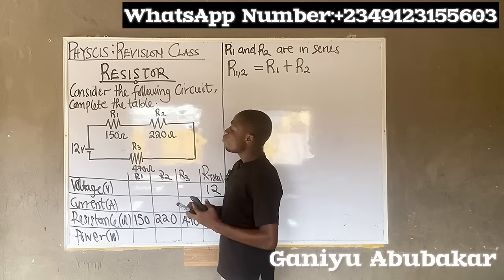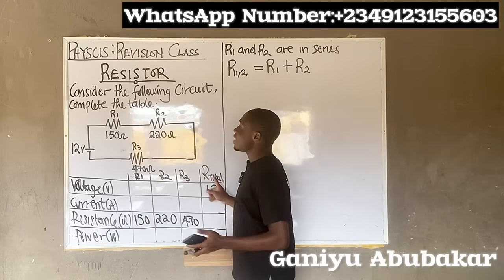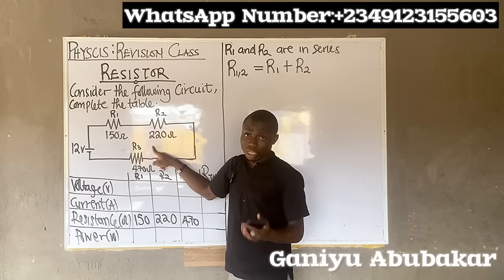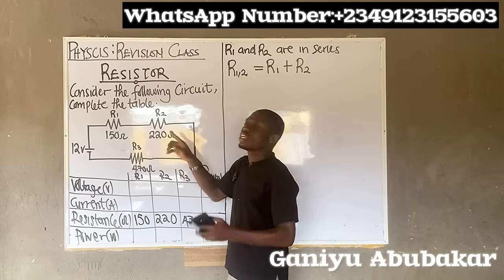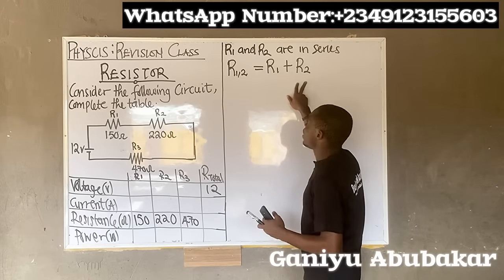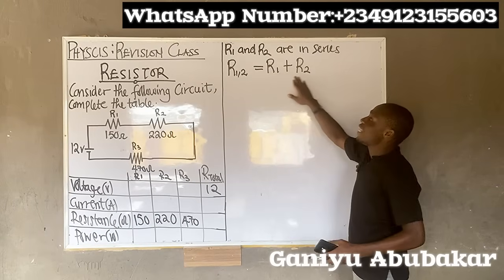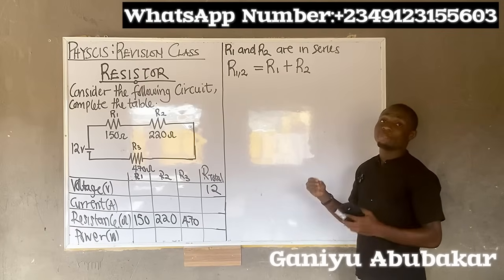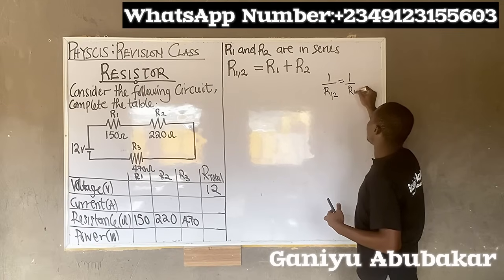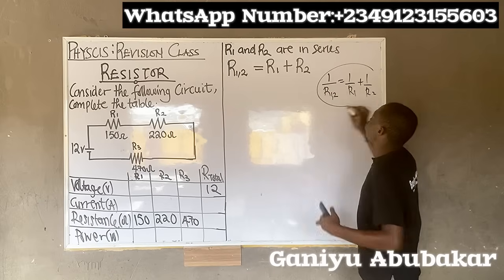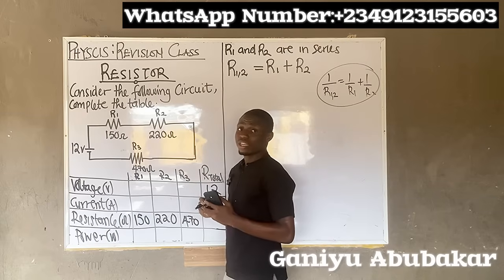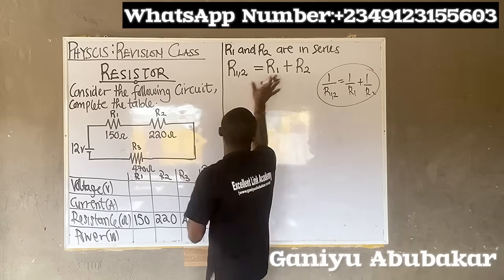Because we are told to find R total, I can't say that R total is R1 plus R2. Observe that there's still R3. So that's not my total, right? R1 and R2 give you R12, and R12 is R1 plus R2. Because they're in series, I have to add them. If they were in parallel, I would have said 1 over R12 equals 1 over R1 plus 1 over R2. This is when resistors are in parallel. But in this case, R1 and R2 are in series, so I have to add them up in this format.